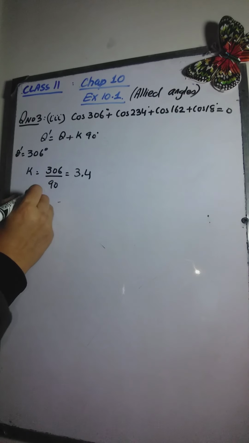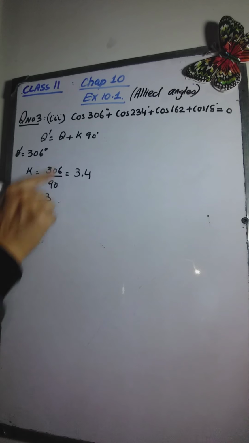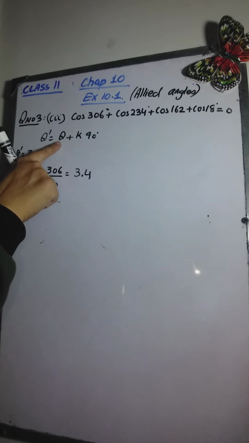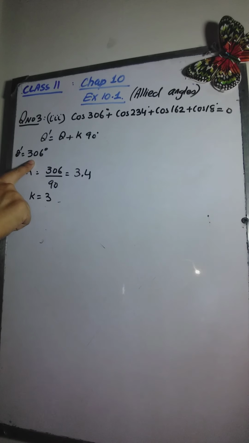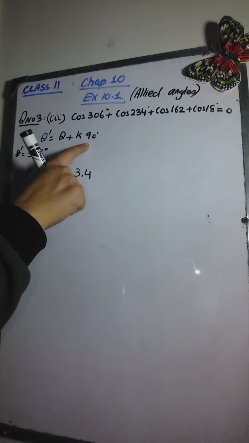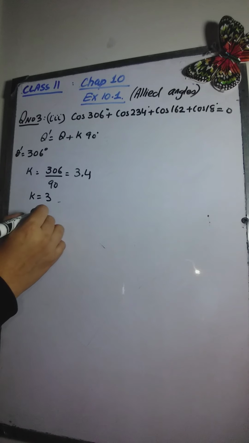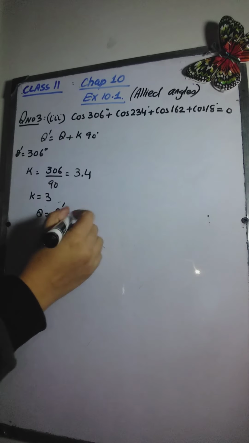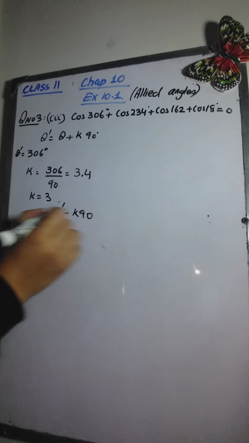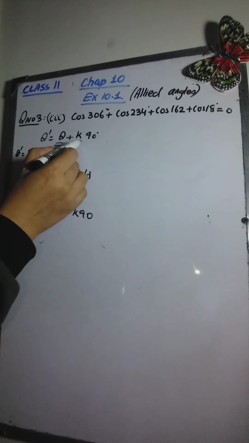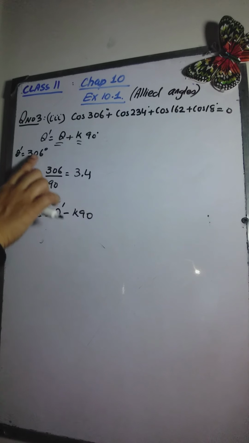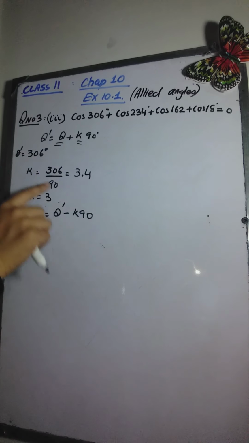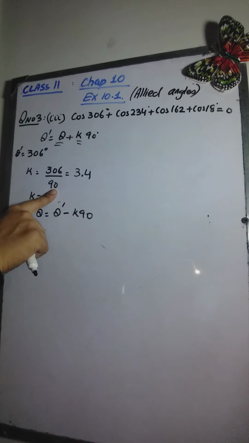So let me take k is equal to 3 first. Now if k is equal to 3, the only thing unknown in this expression is theta. Theta dash is the angle for which we are trying to find this expression. So to find theta, we will have to subtract k times 90 from theta dash. These are the two things which we require, k and theta. For k, we are going to divide the angle which is given to us by 90. If you are trying to find allied angles, you are going to divide it by 90.